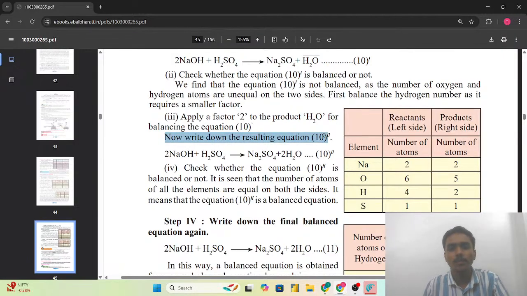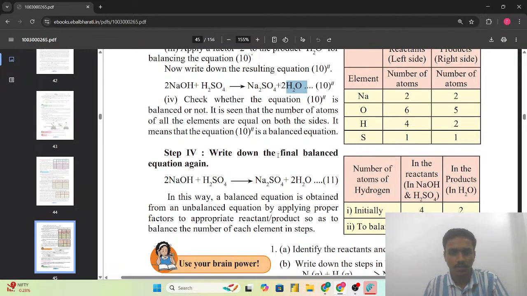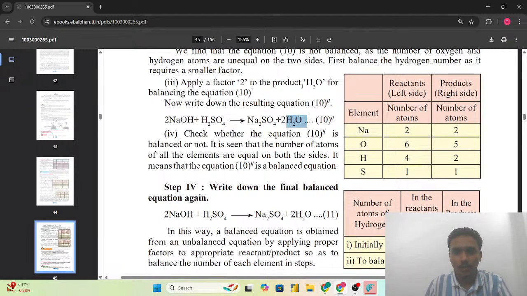Now write down the 10 double dash, that is 2NaOH plus H2SO4 gives Na2SO4 plus 2H2O. अभी इस इक्वेशन में हम देखते हैं कि क्या सारे एलिमेंट्स बैलेंस हैं. सो वी आर बेसिकली ट्राइंग टू बैलेंस द हाइड्रोजन. सो हाइड्रोजन यहाँ पर दो, और यहाँ पर दो हाइड्रोजन है, यहाँ पर चार हाइड्रोजन है.